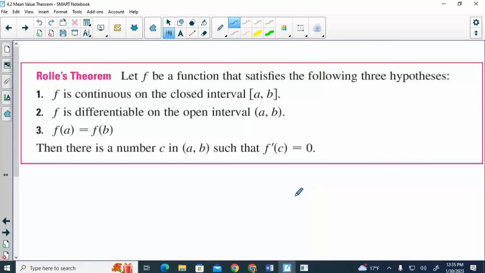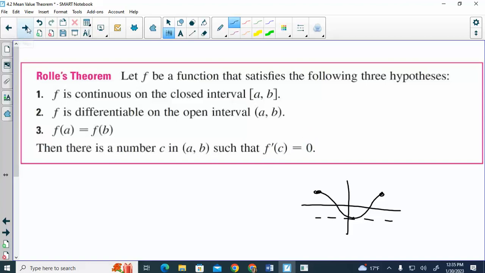Right, so if you think you're drawing a graph, there's no breaks in it, it's continuous, and it's differentiable, so no asymptotes, no sharp corners, the derivative exists, it's a nice smooth curve. If the ends are equal, then the only way you could start and stop at the same point is if somewhere you have a horizontal tangent line. So somewhere in between, there has to be a point where the derivative is 0.